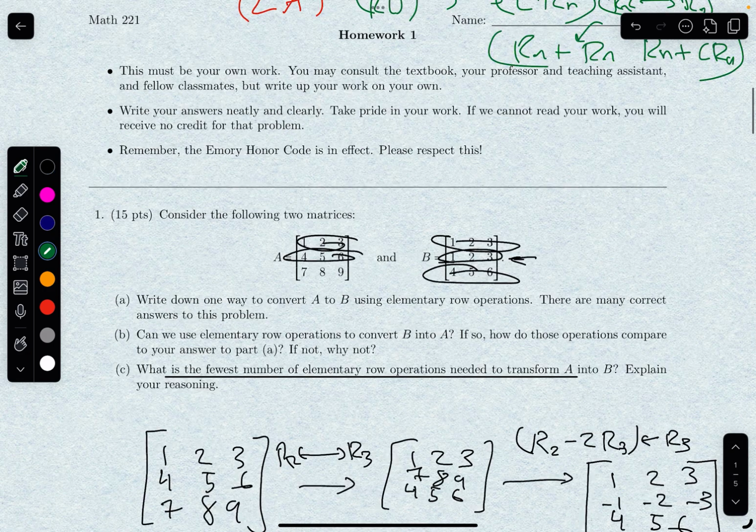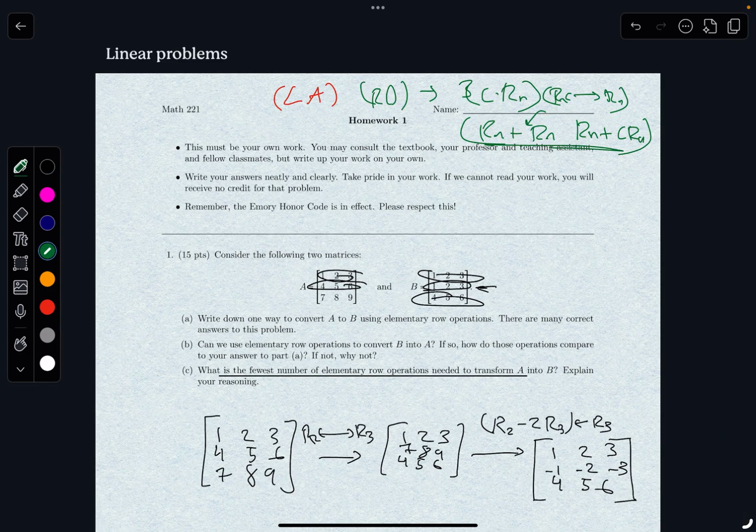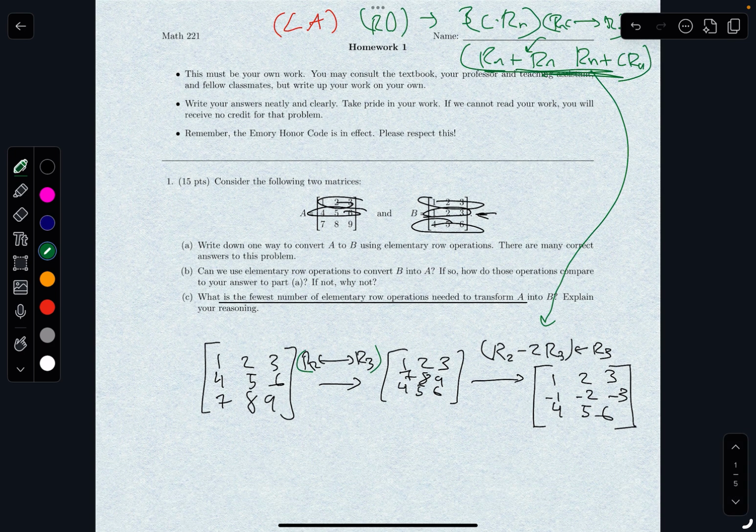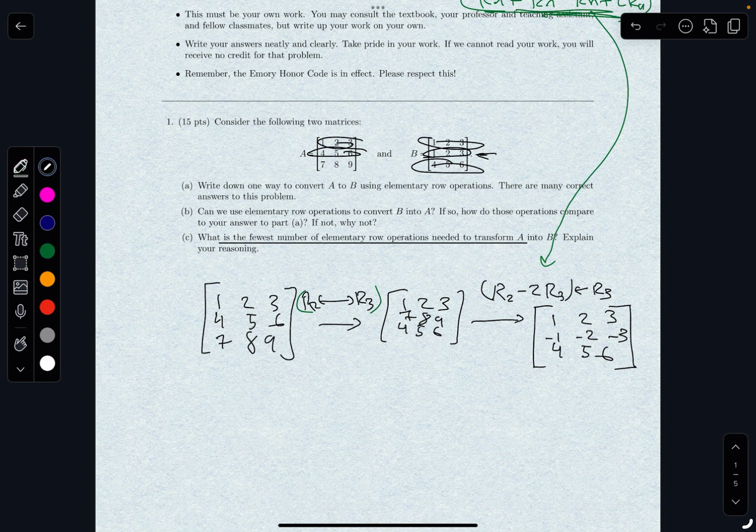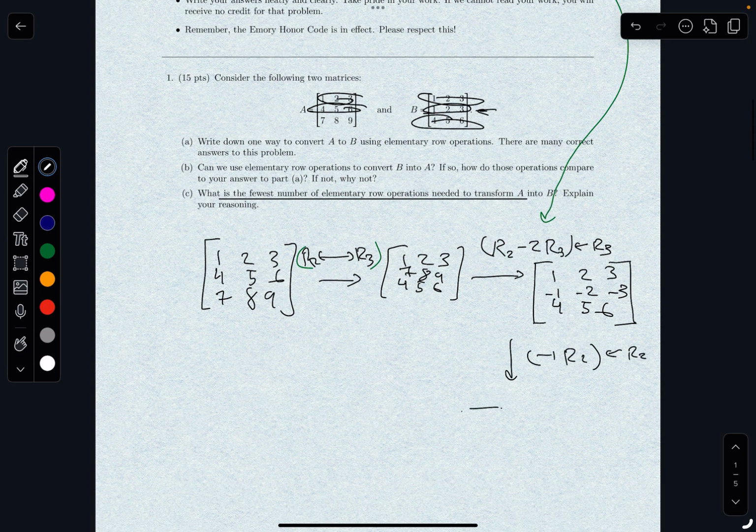So you notice that we used this property up here, the one of adding and subtracting a multiplied row. We used row flipping, and now last but not least, we're going to multiply by a scalar, in this case by negative 1 to R2. And that is essentially going to give us our final B. And so there we go, we got B.